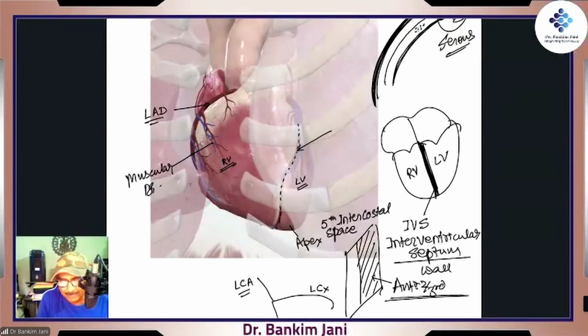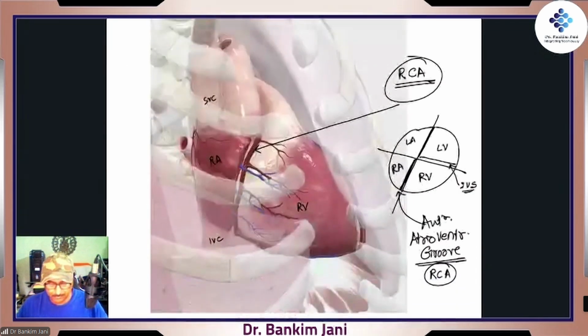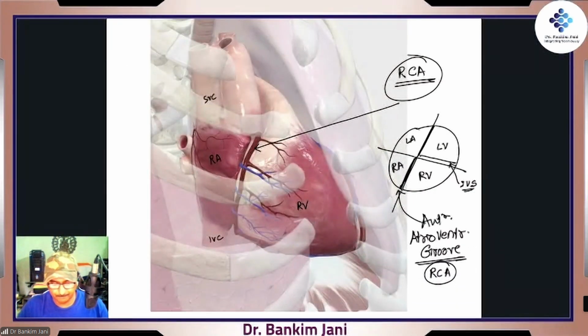Oh, this is not LAD. LAD should be here. But these are the muscular branches. LAD is over here. Now you can watch it if I remove this. These vessels which you are watching are the LAD, and this one would be the right coronary artery. The same right coronary artery is seen better over here. Yes, now it is clear.